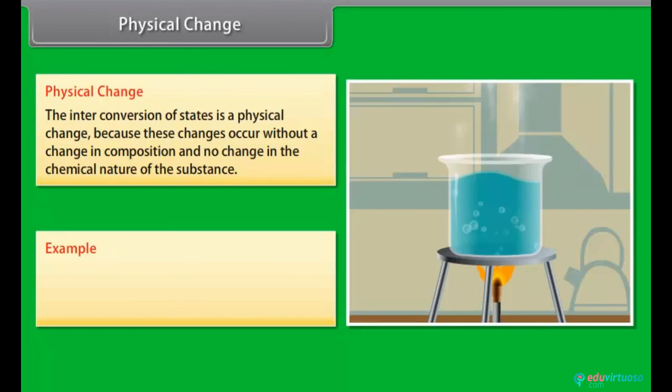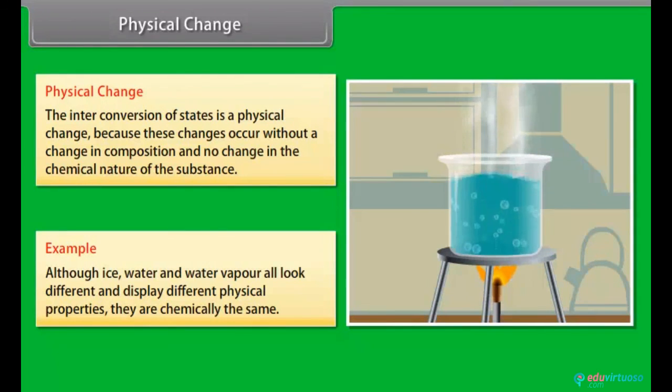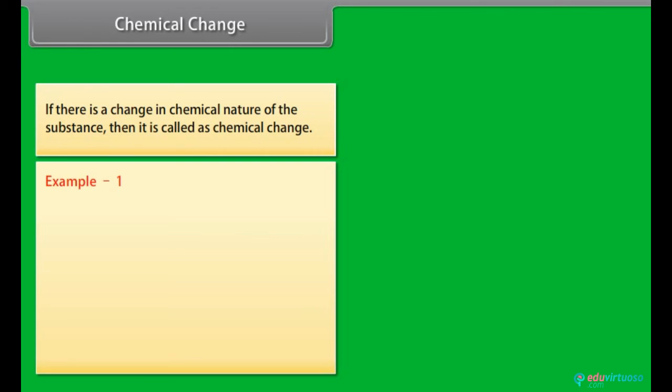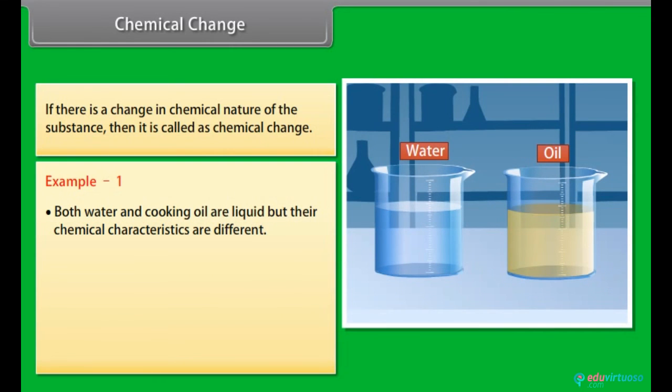For example, although ice, water, and water vapor all look different and display different physical properties, they are chemically the same. Chemical change. If there is a change in chemical nature of the substance, then it is called chemical change. Example 1. Both water and cooking oil are liquid, but their chemical characteristics are different. They differ in odor and inflammability.